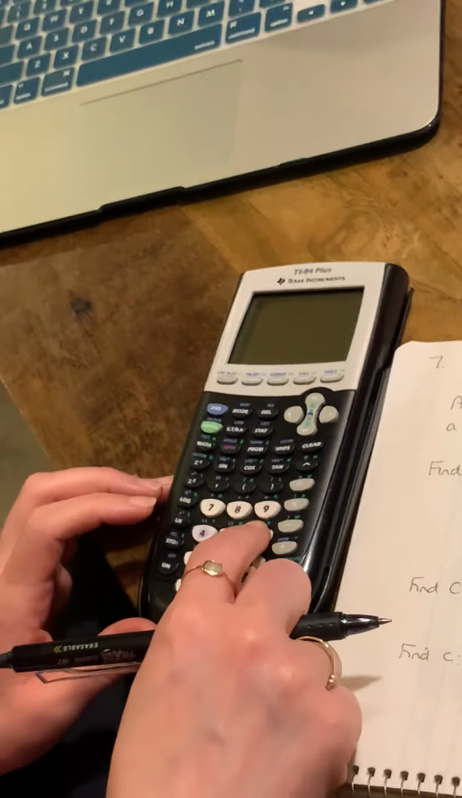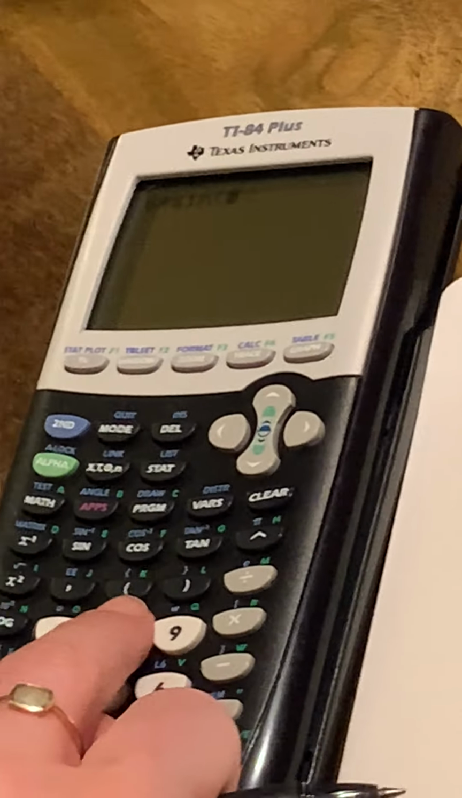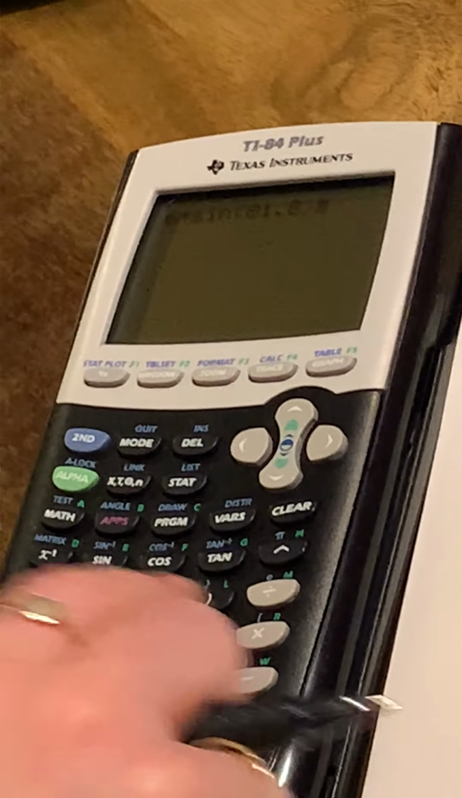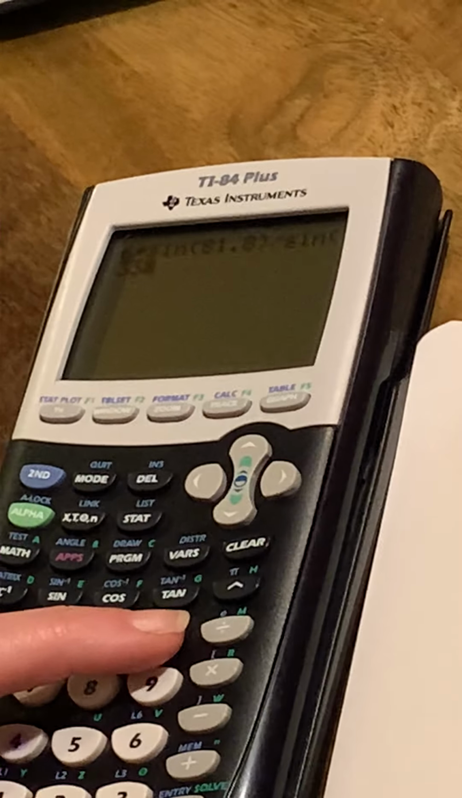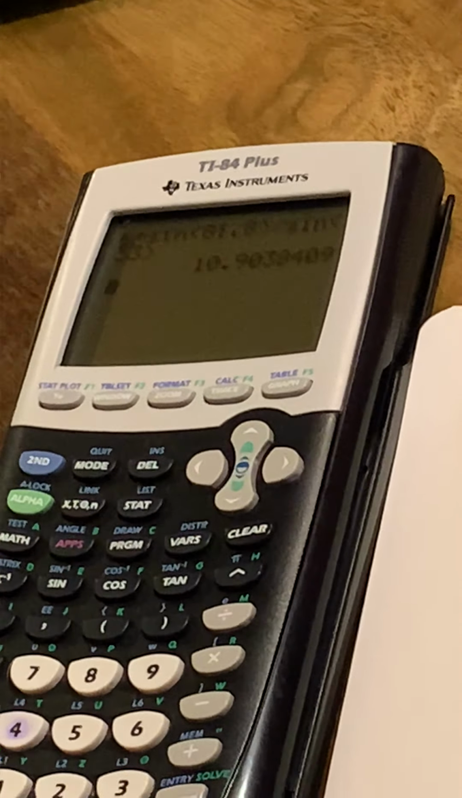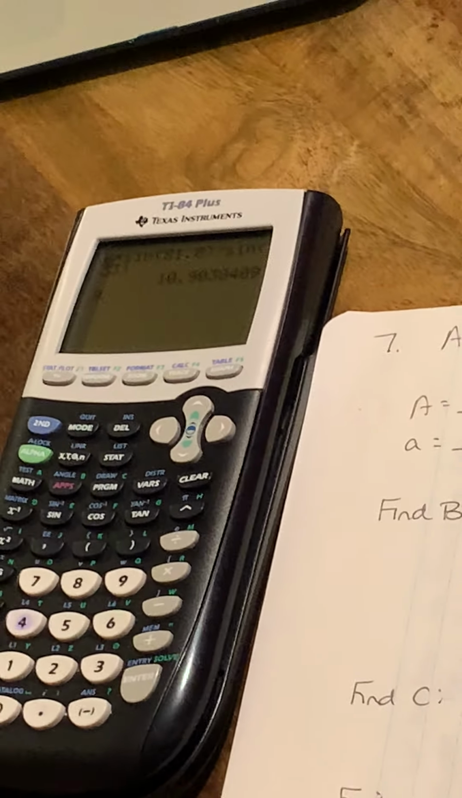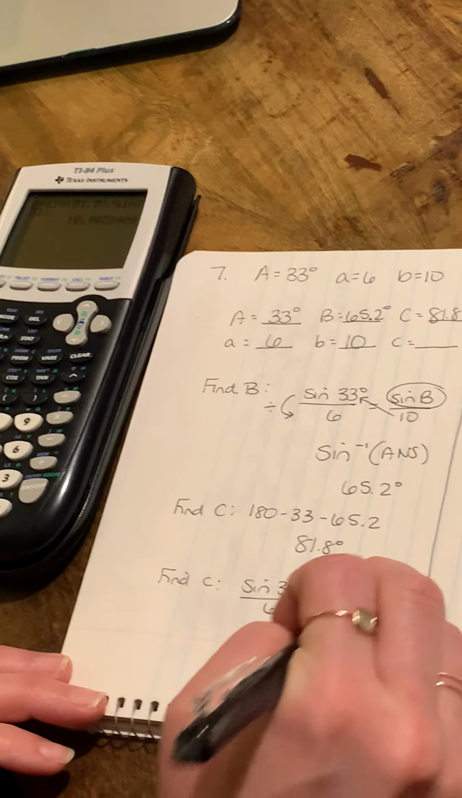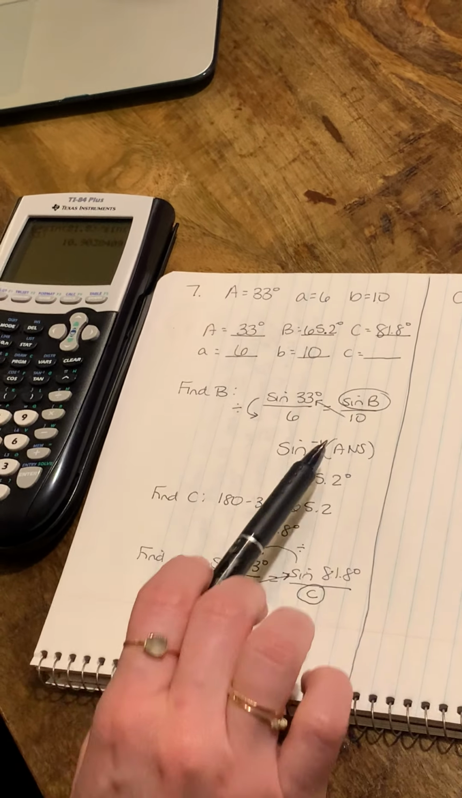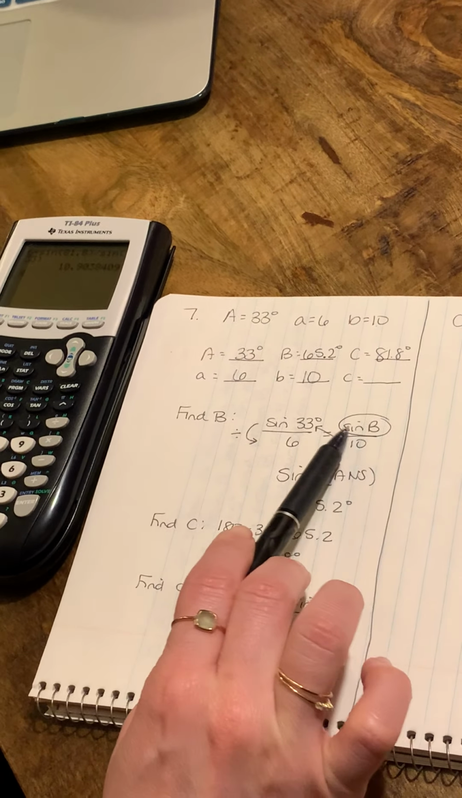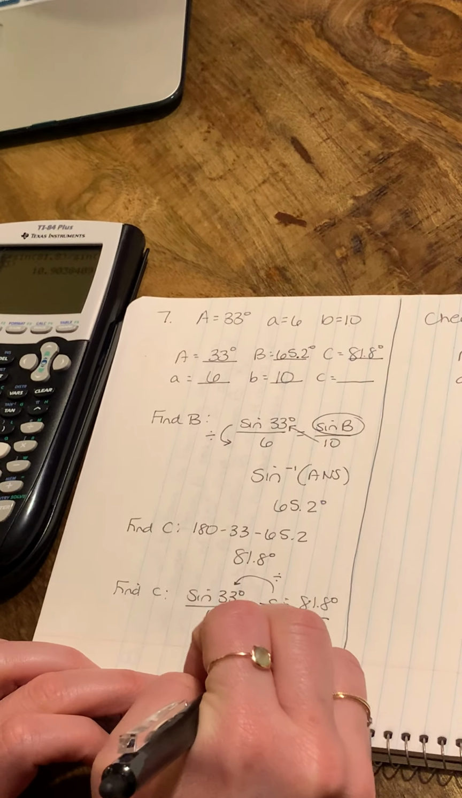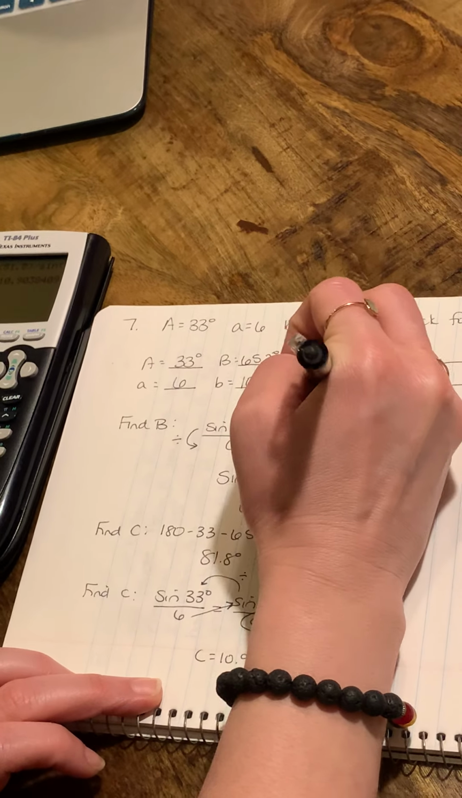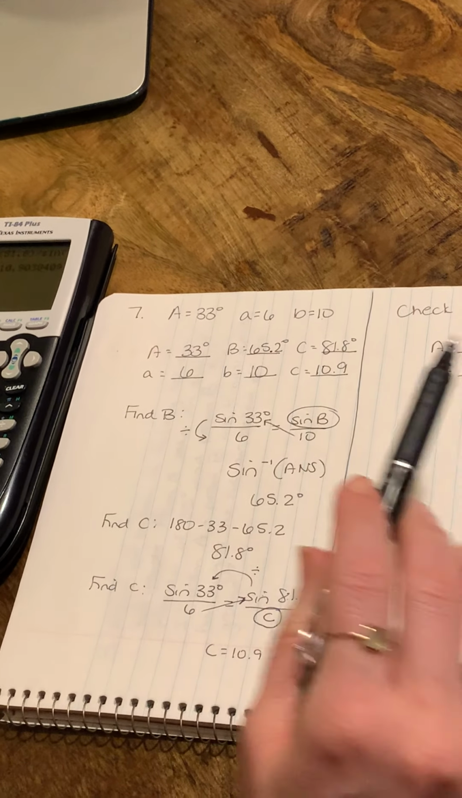6 times the sine of 81.8. Make sure you close the parenthesis. Divided by the sine of 33. Close the parenthesis. And that's getting me 10.9. And notice the C is by itself, so you don't need to inverse that like we did on the last one. Here you had sine B, here it's just C by itself. So you get C equals 10.9, and I'll fill that in, 10.9 right there.